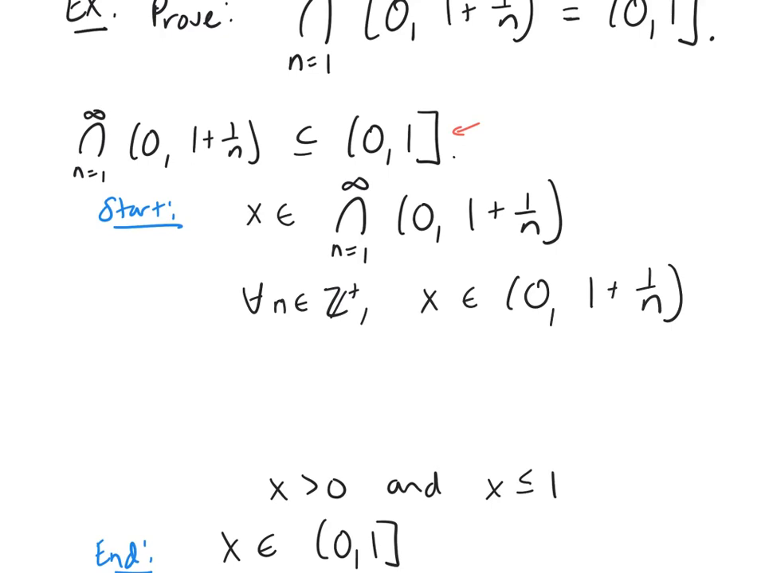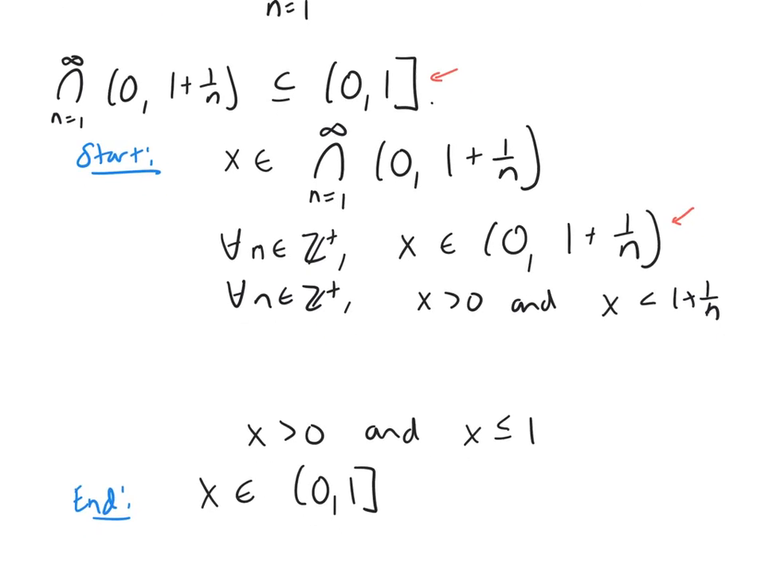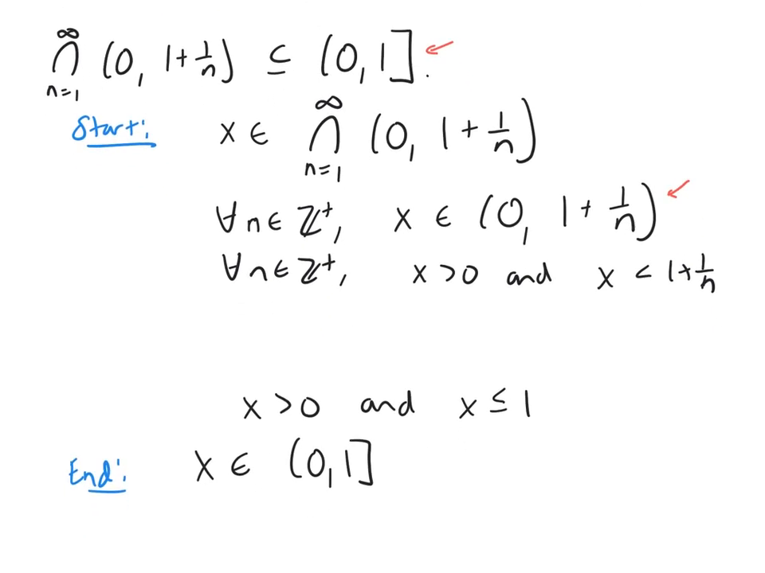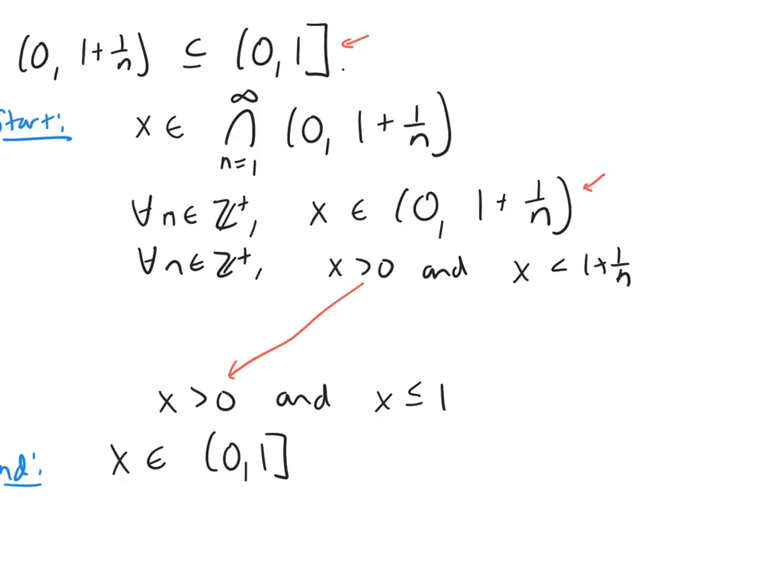So what does it mean to be in this interval right here? It means for all n in Z plus, x is greater than 0 and x is less than 1 plus 1 over n. So here I've already got half of what I need. I have x is bigger than 0. Now let's look at this other part that I have right here.